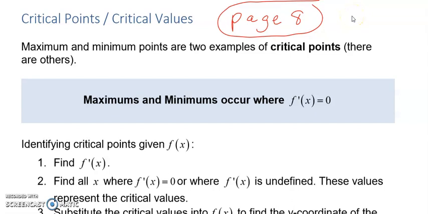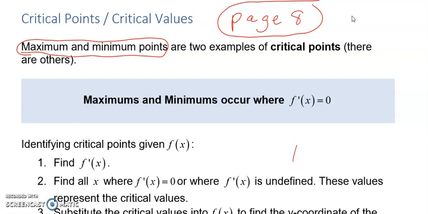Okay, welcome to today's lesson. We're going to look at something called critical points and critical values here. For our purposes anyway, they are going to be maximum and minimum points. There are other points as well that are classified as criticals, but that's what we're going to be looking at mostly.